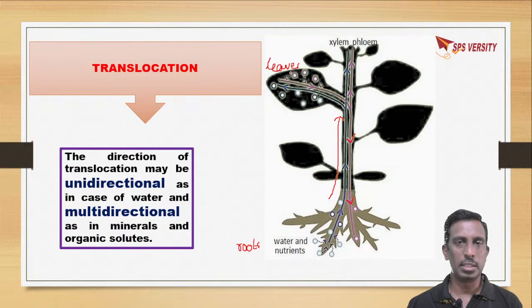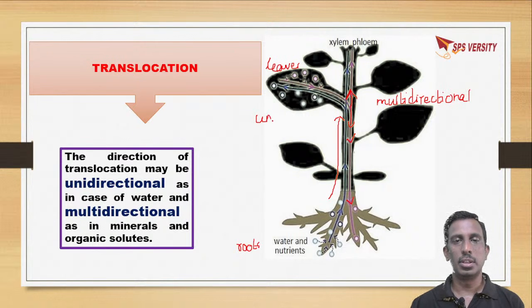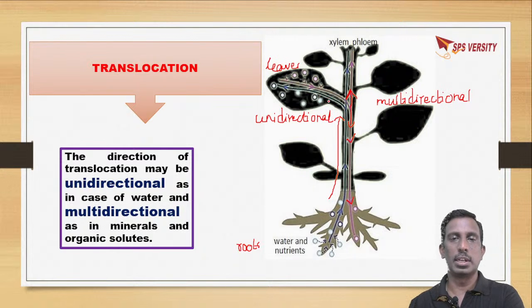Here you can see this is the leaf, which is the source for food materials, where food is manufactured. So it has to move in this direction as well as in this direction also. So the movement of food is multidirectional, whereas the movement of water is unidirectional. This is how the water, minerals and organic solutes move directionally.